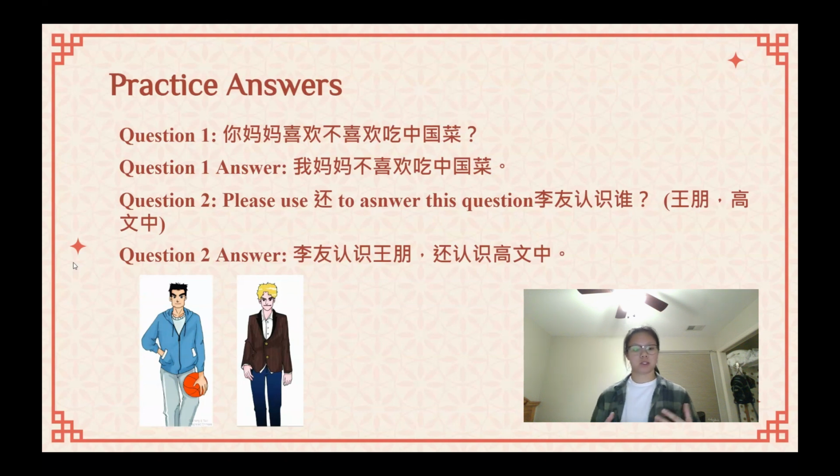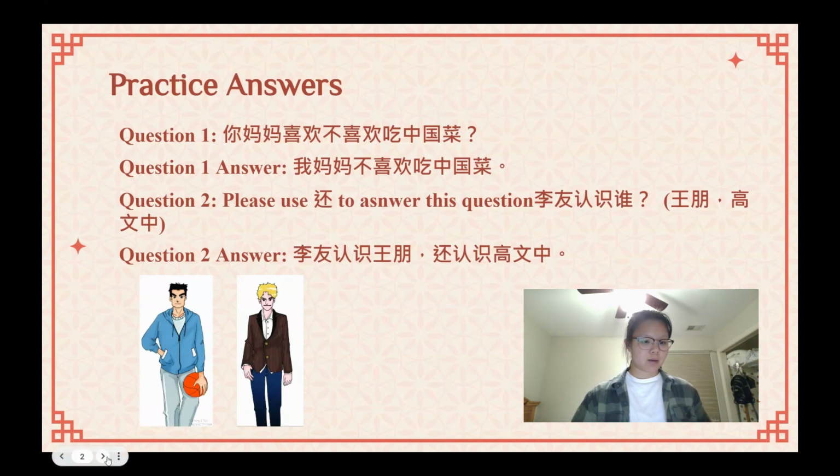So I wanted you to say, to answer the question, Leo 认识 Wang Peng. 也认识 Gao Wenzhong. So that verb stays the same. It's just who is going to be different. So Leo knows Wang Peng and also knows Gao Wenzhong. So Leo 认识 Wang Peng. 也认识 Gao Wenzhong.